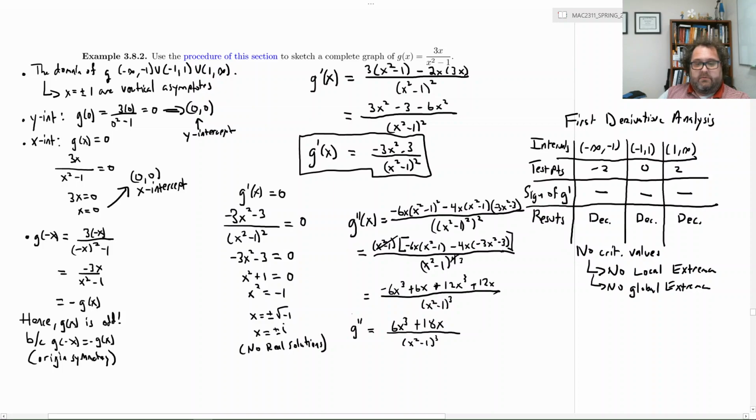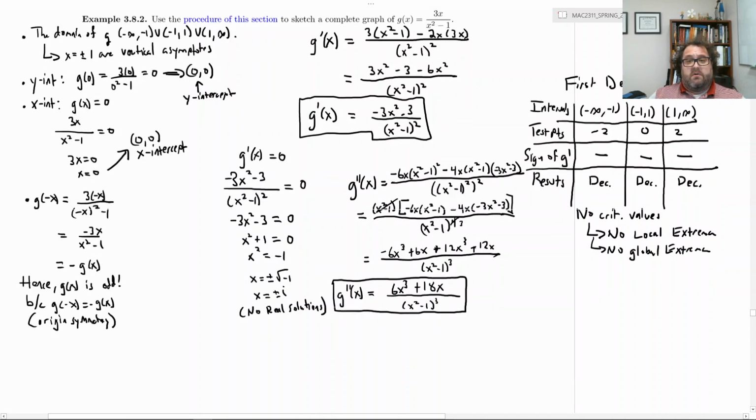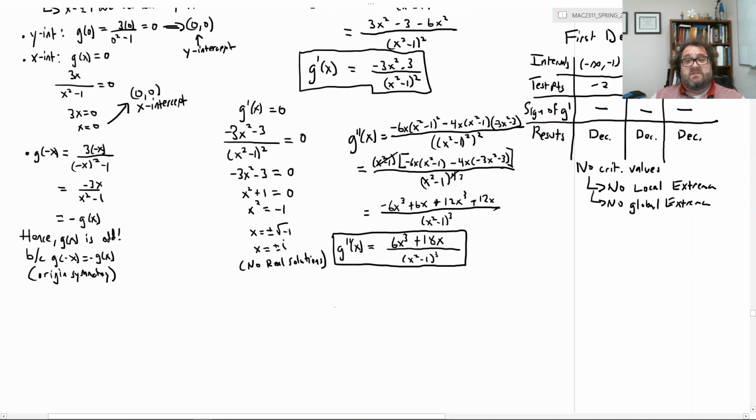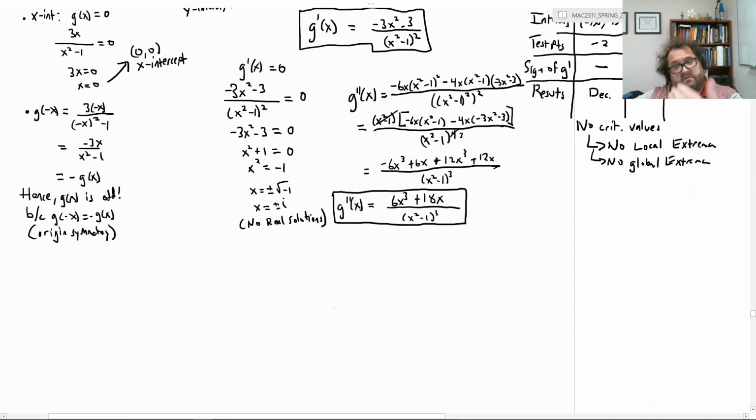So there's g double prime. Oh, you know what? I see something that's going to happen here. I think we're going to have no solutions when we set that equal to 0, but let's verify. I'm just kind of doing that ahead in my head. So of course, the whole point of getting g double prime is to set it equal to 0 and find the critical values of the first derivative. So if we do that, we solve.